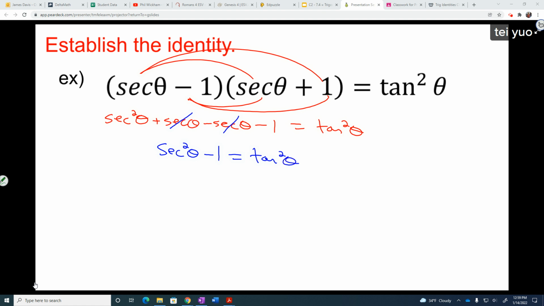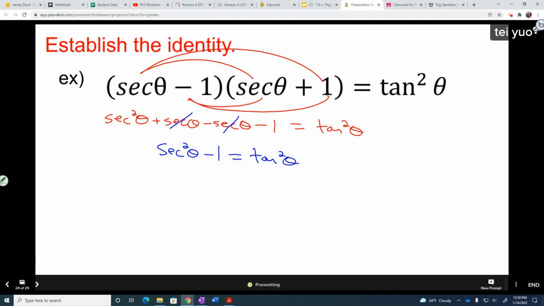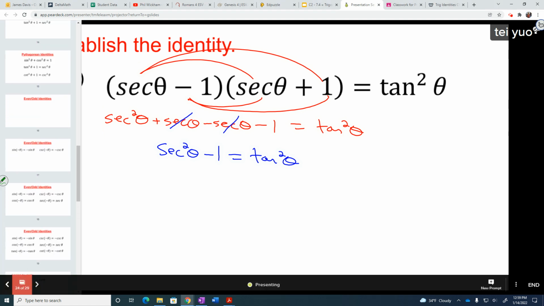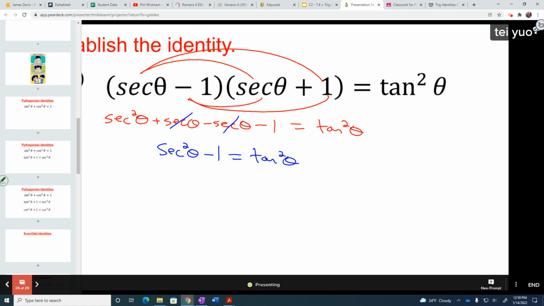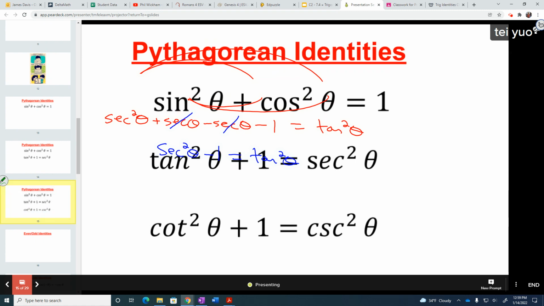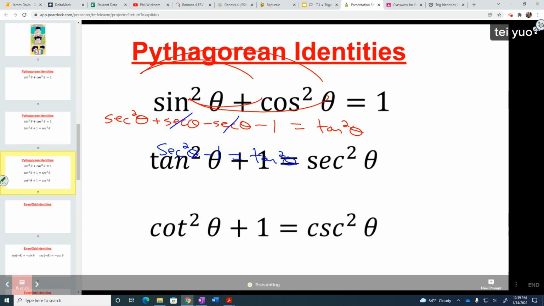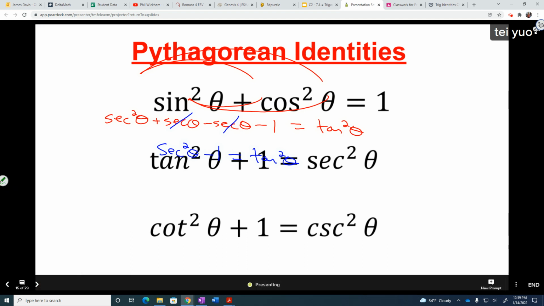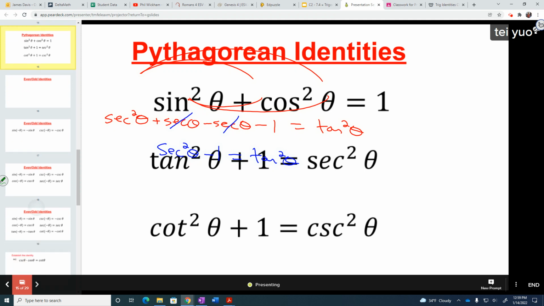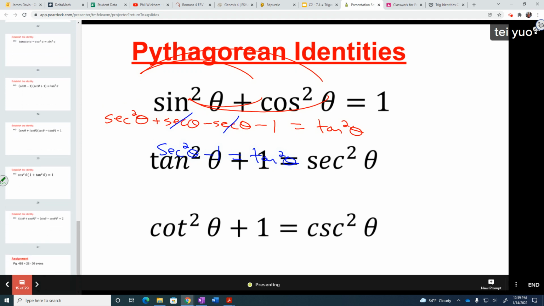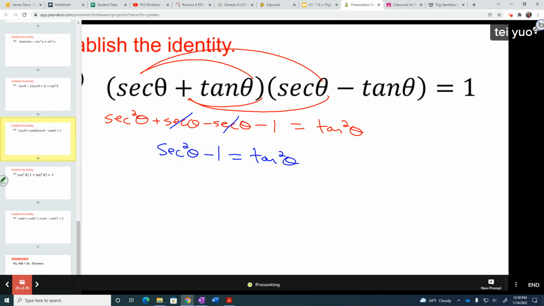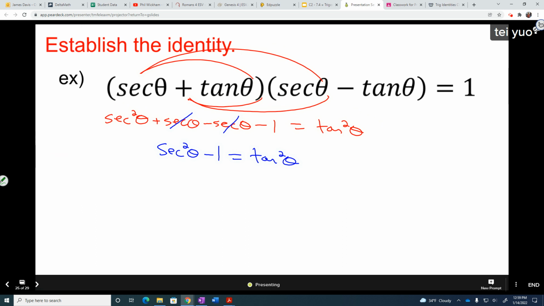And we have an identity for this, because if we look back at our Pythagorean identities, we had tan squared plus 1 equals secant squared. So if we just rearrange this, if we just subtract the 1 over, tan squared is secant squared minus 1, which is what we have. So we're allowed to just go and use that one. So then we just have tan squared equals tan squared.